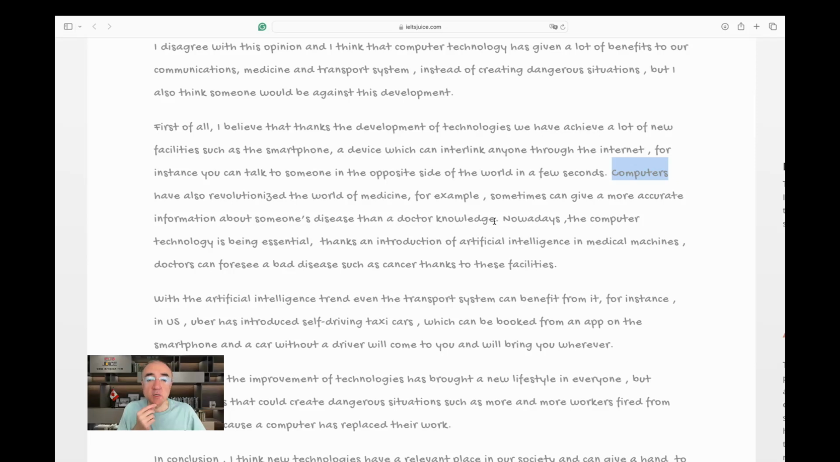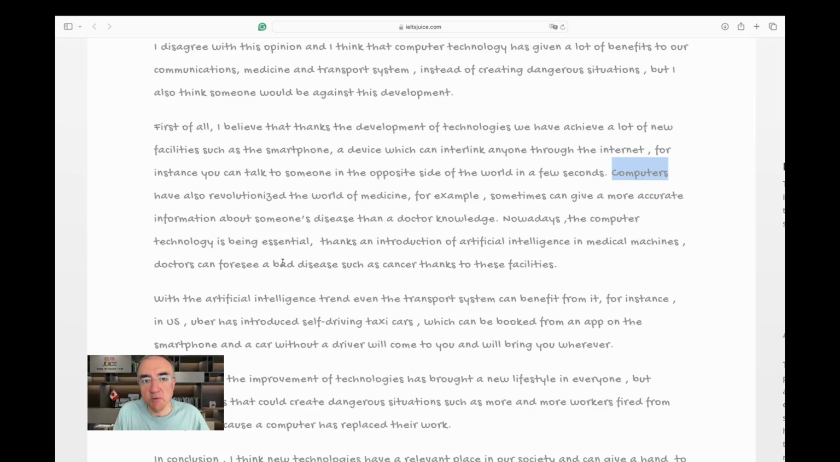Or you want to analyze a computer's evaluation versus a doctor's diagnosis? You know, what they diagnose diseases. So that's, again, something to be mindful of.